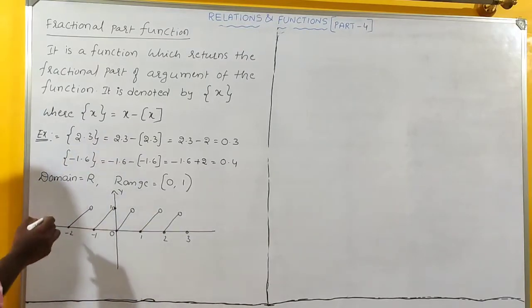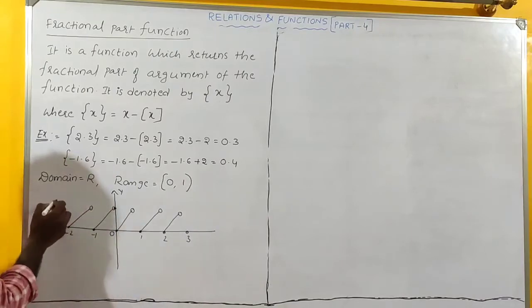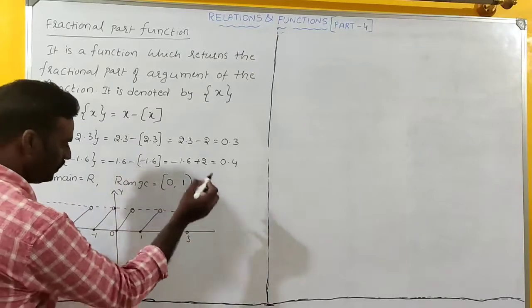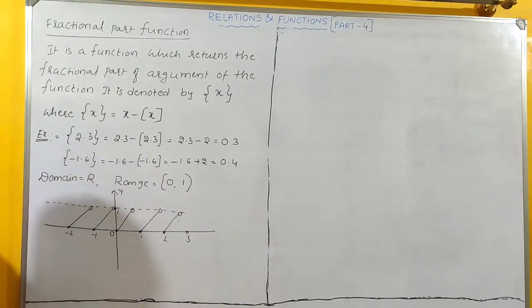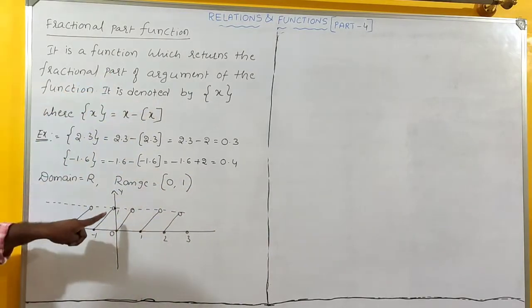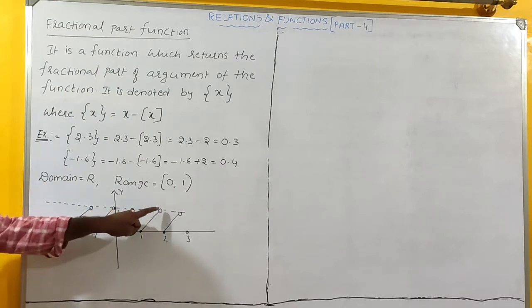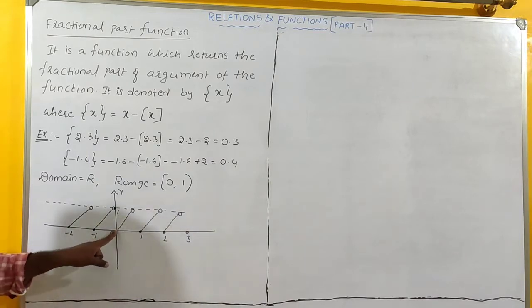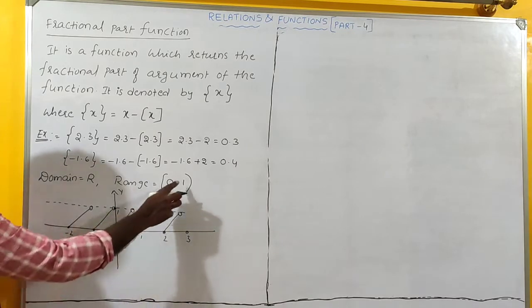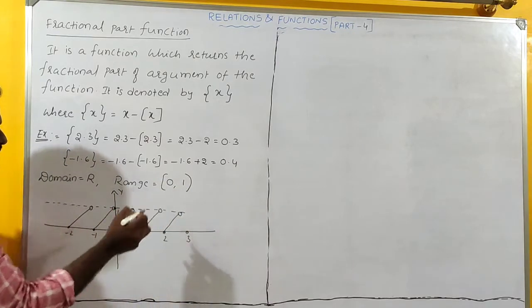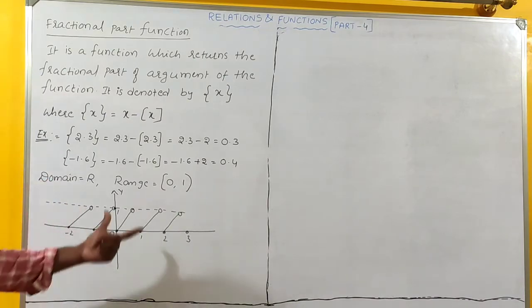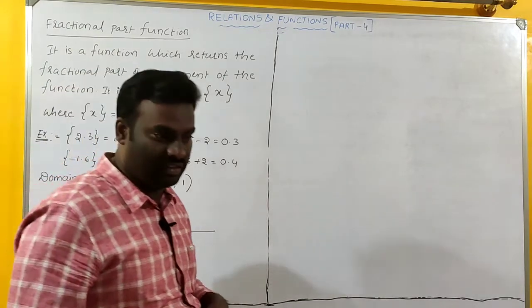This is the graph. You join like this. So more than 1 is not possible, and 1 is also not included. That's why I took open circles. Only between 0 and 1, where 0 is included but 1 is not included. That's why where 1 is there, I draw the circles. This is the graph of the fractional part function.